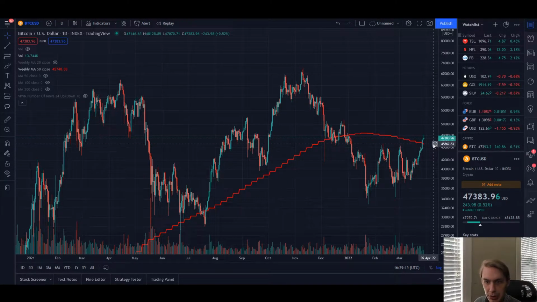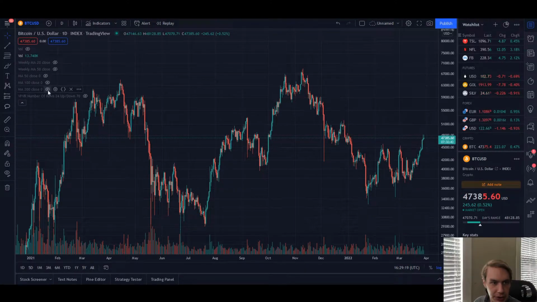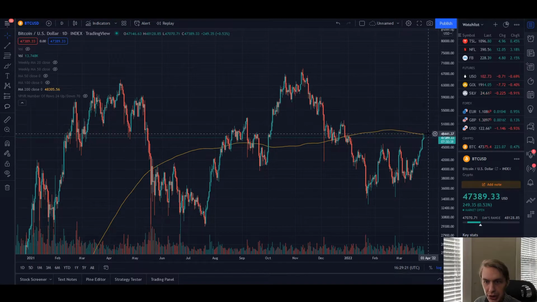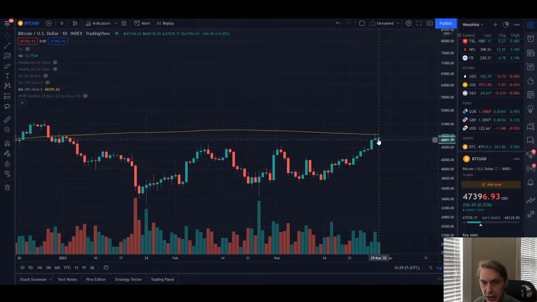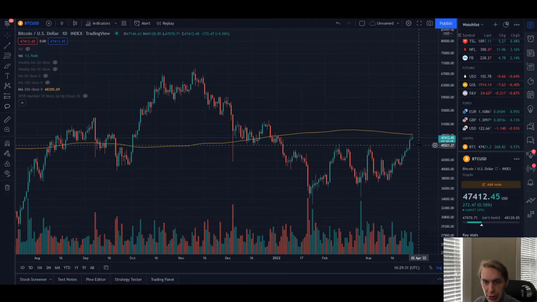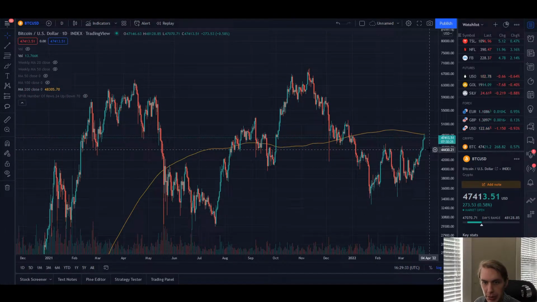The 50-week is at about 45.7K. And we can also look at the 200-day moving average, which is the one that Bitcoin has not been able to break through yet. As we can see here, it's been bouncing off of it the last couple of days. We get up, put in a wick there, then price pulls back. So the 200-day moving average has seemed to be acting as resistance in the last couple of days.